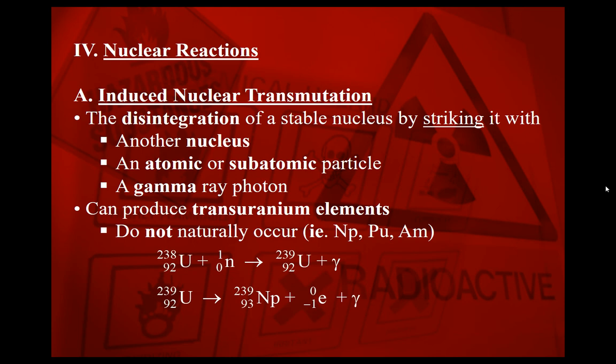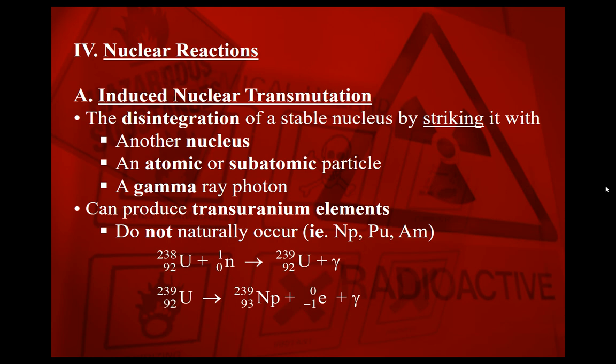So what uranium-239 will do is it'll spontaneously decay. And it spontaneously decays into neptunium-239. So that's my new element. You get an electron emitted in the process and another gamma ray photon.